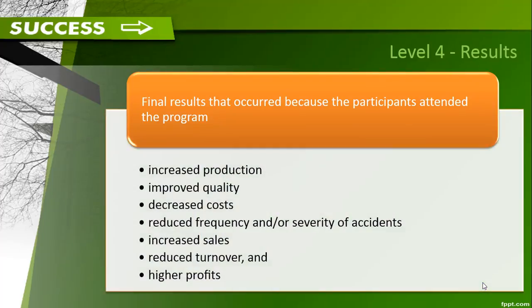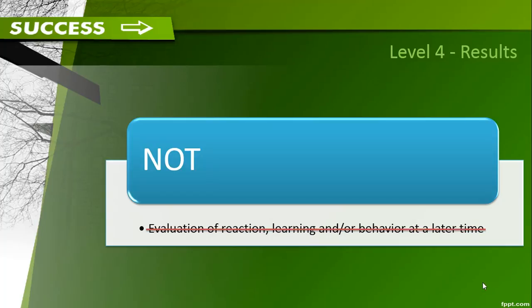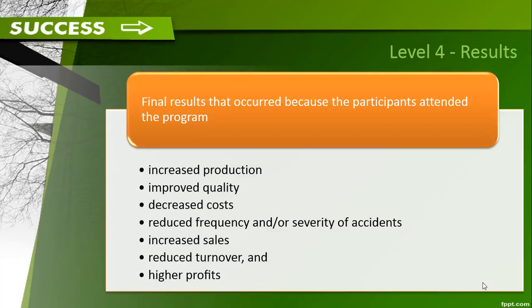And the kinds of things Kirkpatrick and Kirkpatrick mention include increased production, improved quality, decreased costs, reduced frequency and or severity of accidents, increased sales, reduced turnover, higher profits. These kinds of things are beyond what is being taught on the training. So level 4 is not about evaluation of reaction, learning, and or behavior at a later time. If you notice, level 4 is entirely different. It's about things that are beyond what is being taught, things that impact what the company actually does.